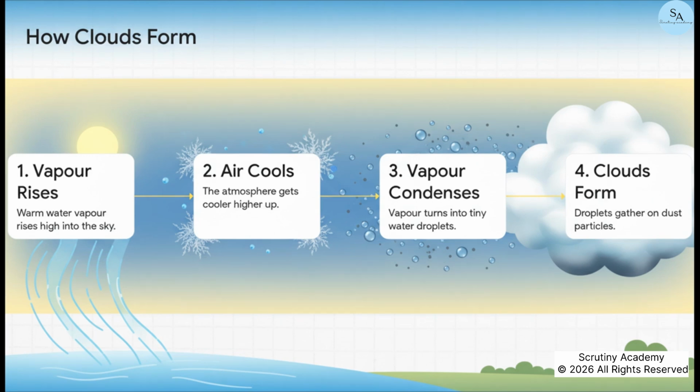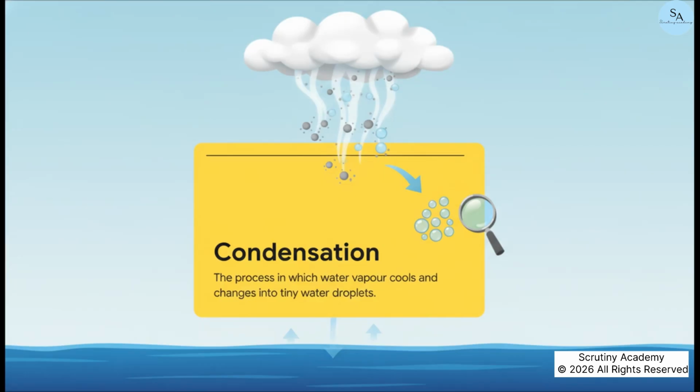This cooling causes the invisible vapor to change back into teeny tiny liquid water droplets. And finally, these droplets need something to cling to, so they gather around microscopic dust particles floating in the air, and boom, you've got a cloud. That critical step, the moment the gas turns back into a liquid, is called condensation. It's pretty much the exact opposite of evaporation, and it is the magic ingredient for making clouds.